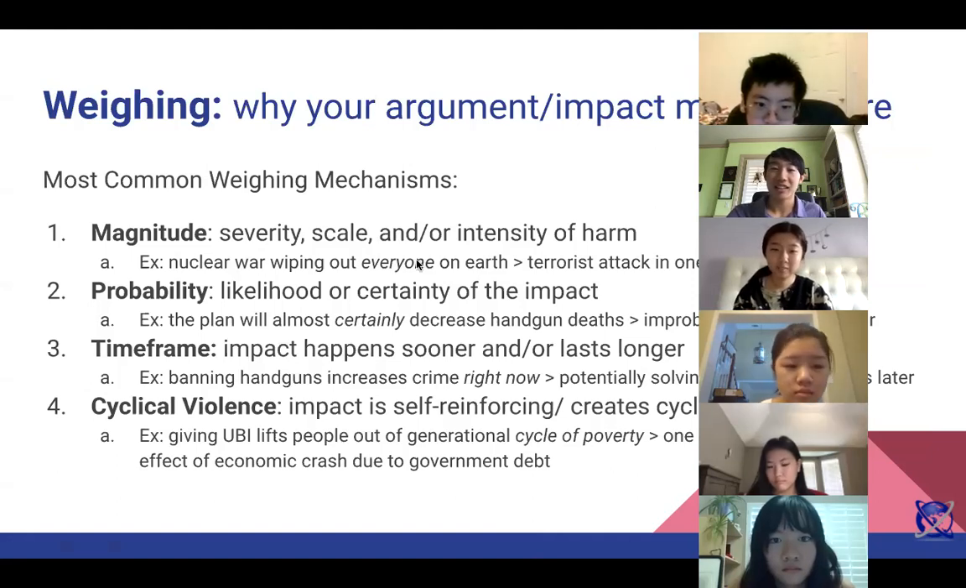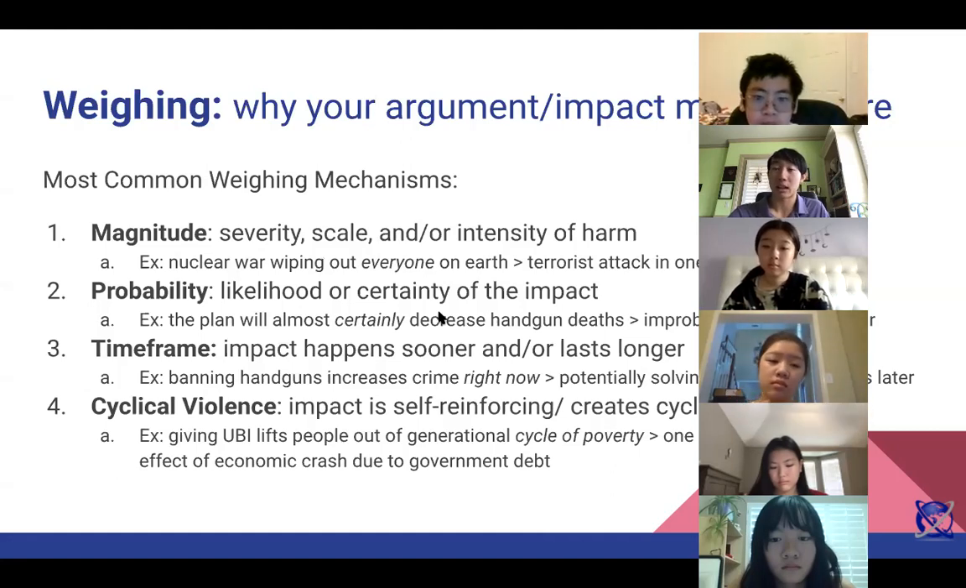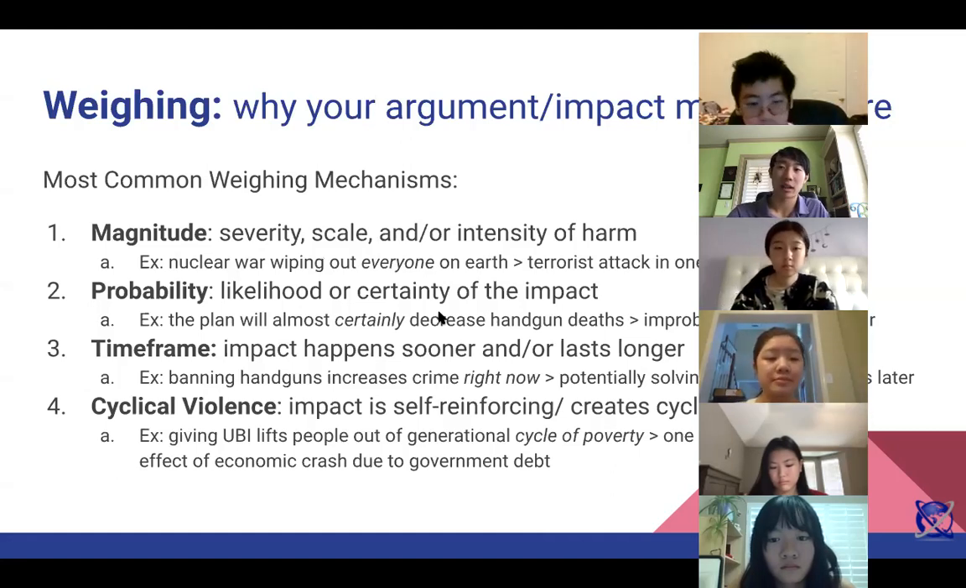No, that's good. I'll definitely say that most people collapse all of these weighing mechanisms down to the core three: magnitude, probability, time frame. That's the easiest way to think about weighing mechanisms, and really just the key questions you should be asking yourself when you're thinking about why my impact or my argument matters more than my opponent's.